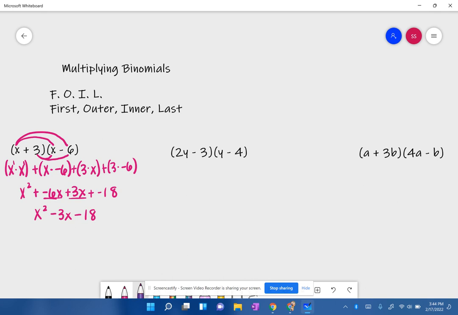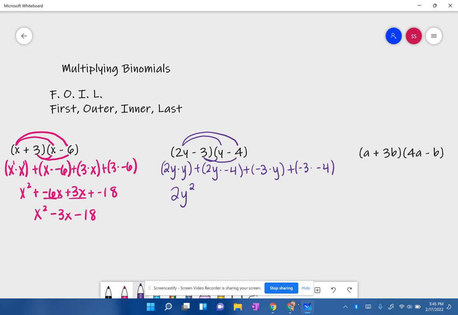2y minus 3 times y minus 4. First with first. So 2y times y. Outer on the left with outer on the right. So 2y times negative 4. Inner two terms are negative 3 and y, so negative 3 times y. And your last term in the first binomial with your last term in the second binomial is negative 3 times negative 4.